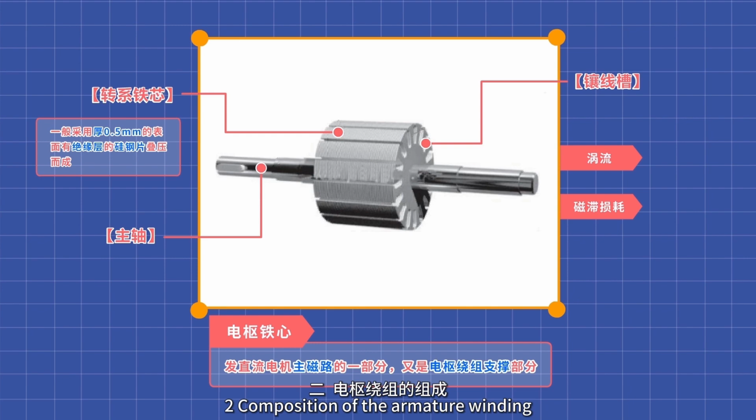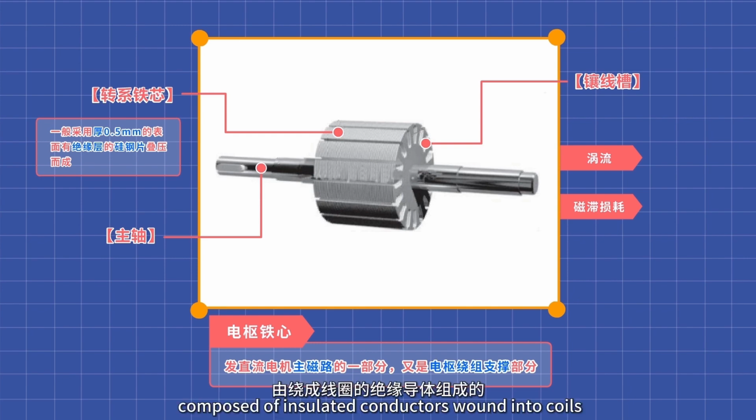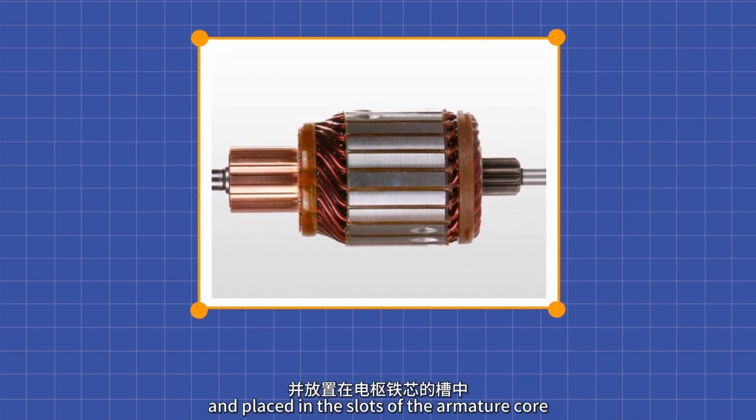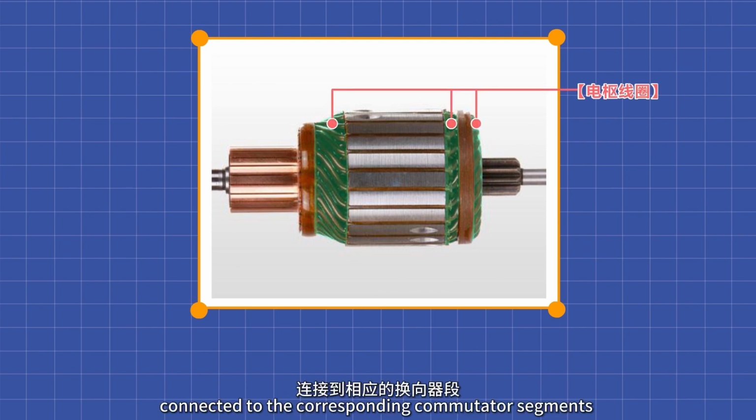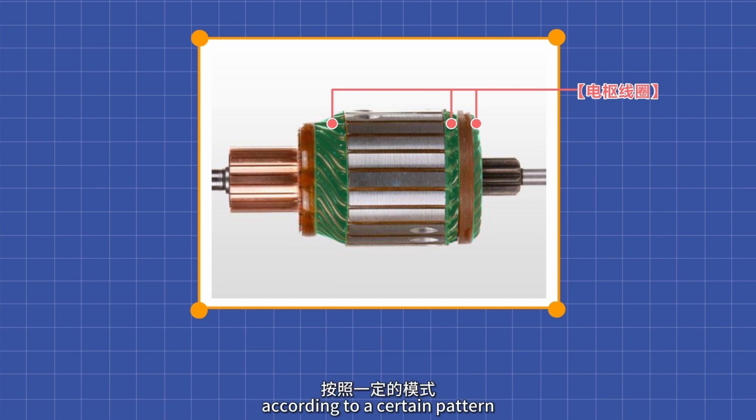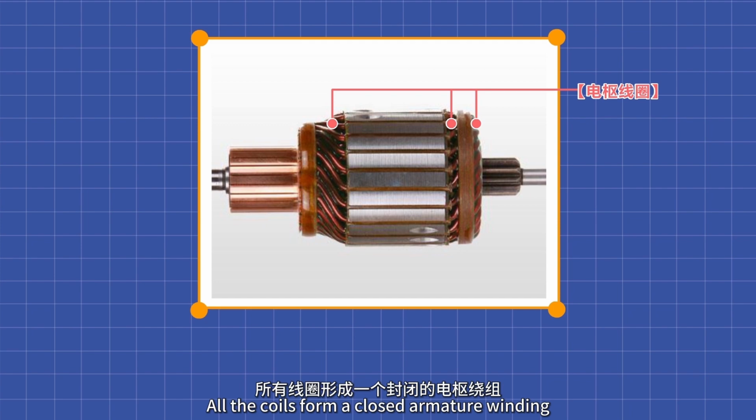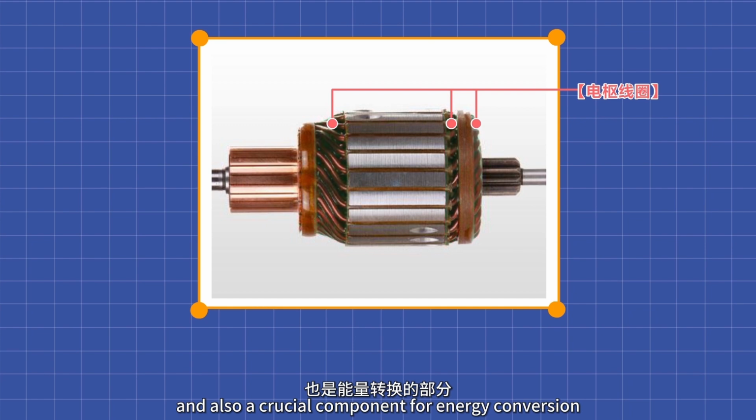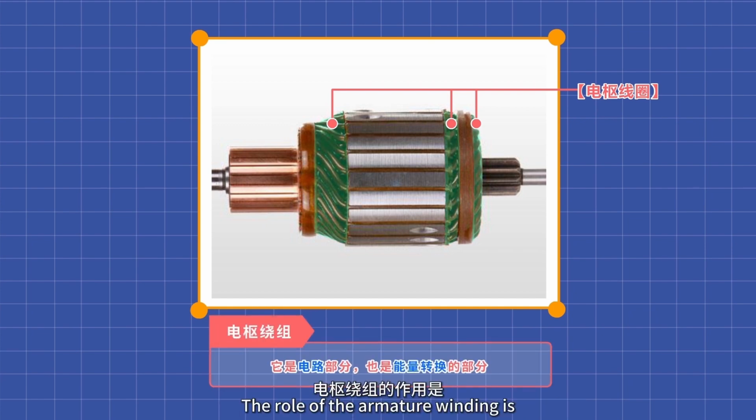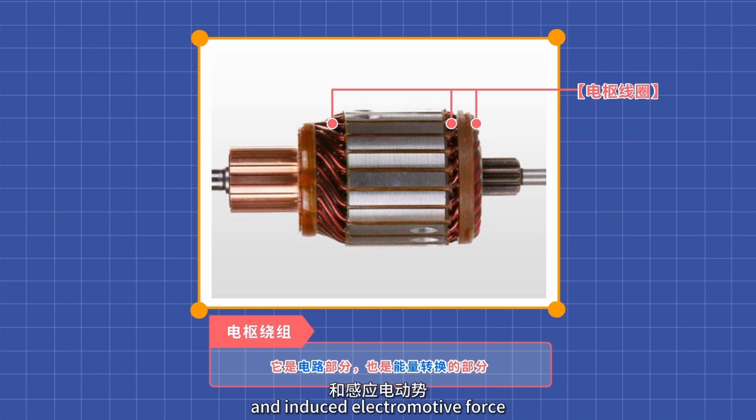2. Composition of the armature winding. The armature winding is composed of insulated conductors wound into coils and placed in the slots of the armature core. Each coil has two terminals connected to the corresponding commutator segments according to a certain pattern. All the coils form a closed armature winding, which is a part of the circuit and also a crucial component for energy conversion. The role of the armature winding is to generate electromagnetic torque and induced electromotive force, which is a critical component for energy conversion in DC motors.